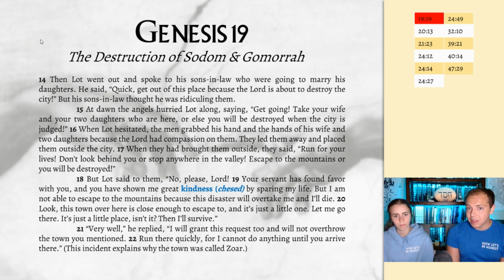It's not because Lot and them deserve to be taken out. It's because God is having compassion on them. And really, the reason God seems to be having compassion on them goes back to Abraham. It's not because Lot and them were particularly special.